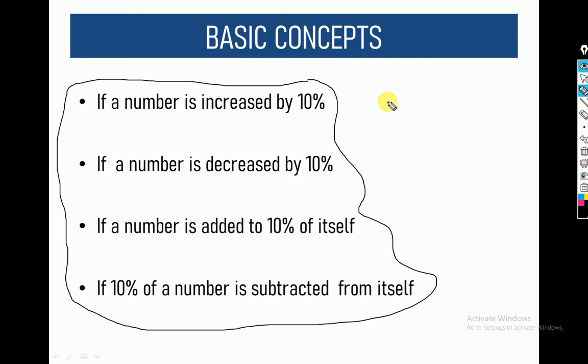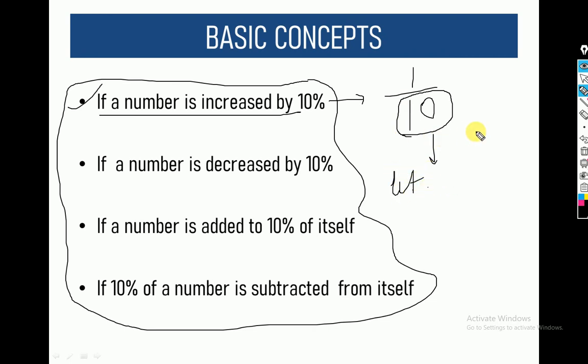Okay, the first concept over here is if a number is increased by 10%. So how will we gauge what that number is and by how much the number is being increased? Okay, so if the statement says that if a number is increased by 10%, the fraction value of 10% we all know by now is 1 by 10. So assume that number to be 10. Okay, so let that number be 10. So if it's increased by 10%, 10% of 10 is 1. Okay, so 10 is increased by 1, so we get 11.